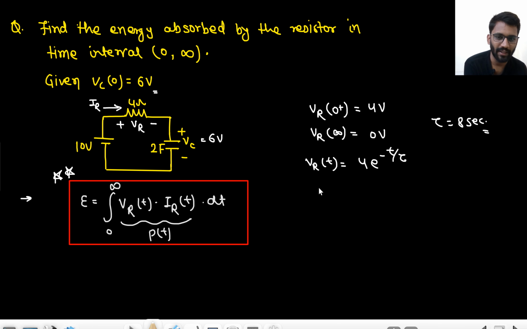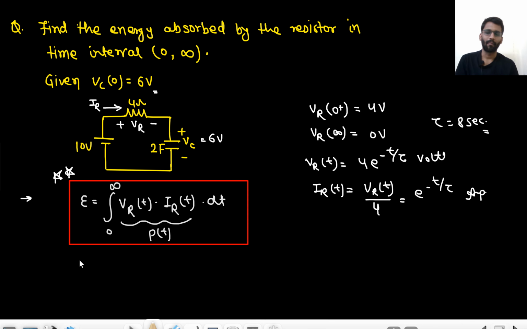Now tell me what will be the expression of IR(t). What is the value of IR at t equals 0 plus? Here we have 10, here we have 6. So 4 volt by 4, that means 1 ampere, right? Or simply, if you divide this expression by the resistance value, you will get IR(t). So let's not apply the formula. IR(t) would be VR(t) by 4, voltage upon resistor. So that would be e to the power minus t upon tau ampere. This will be volt, this will be ampere.